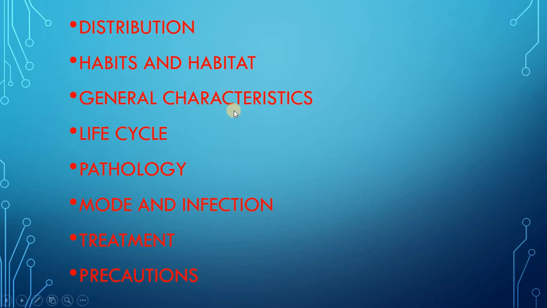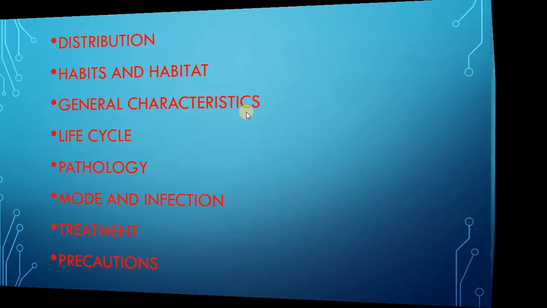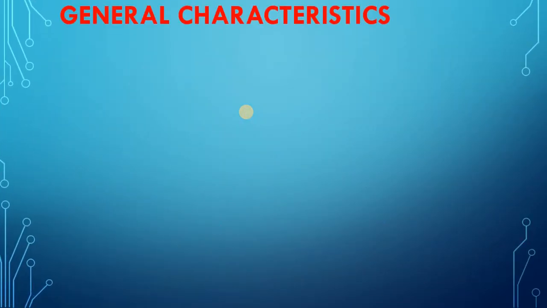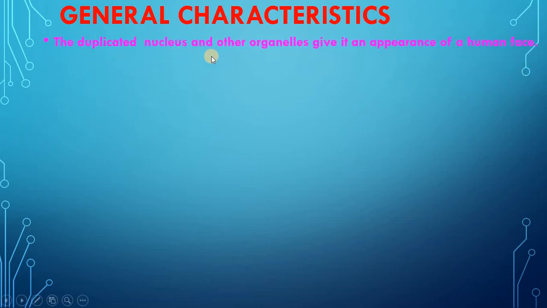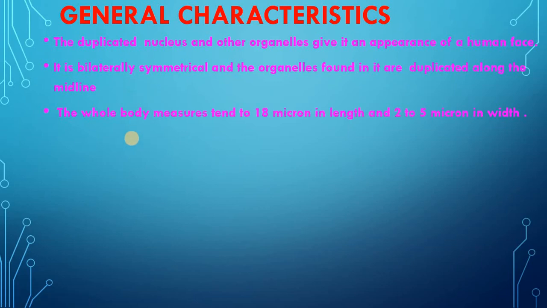If we talk about its general characteristics, the duplicated nucleus and other organelles give it an appearance of a human face. It is bilaterally symmetrical and the organelles found in it are duplicated along the midline. The whole body measures around 18 micron in length and 2 to 5 micron in width.